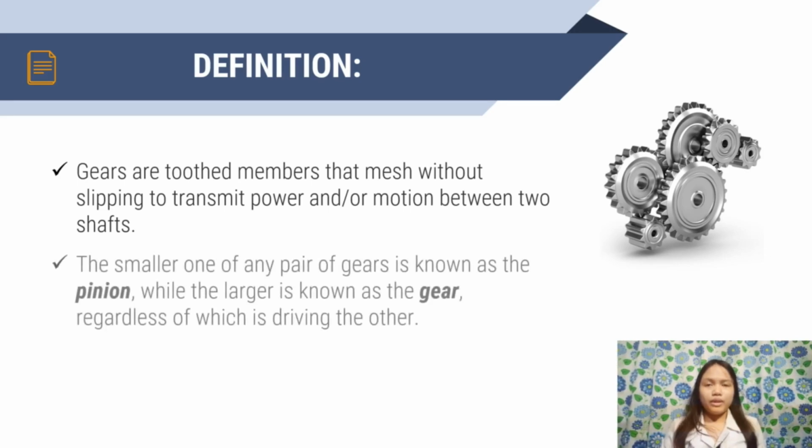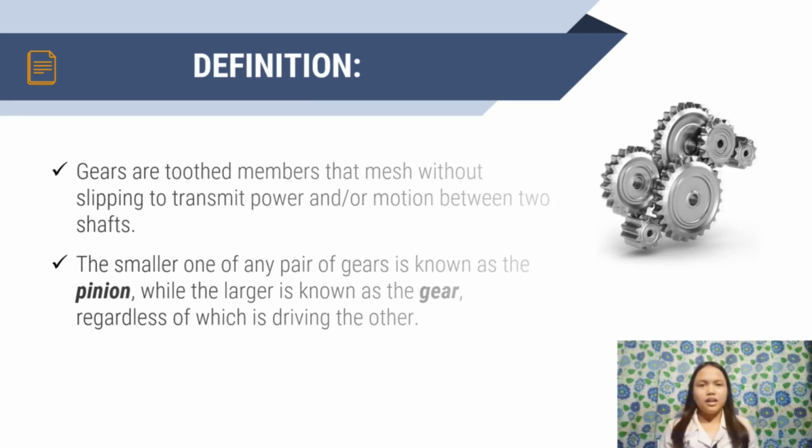The smaller one of any pair of gears is known as the pinion, while the larger is known as the gear, regardless of which is driving the other. When the pinion is the driver, the output speed slows while the torque increases, resulting in step-down drive. When the gear is the driver, however, step-up drive occurs, in which the output speed increases while the torque drops.